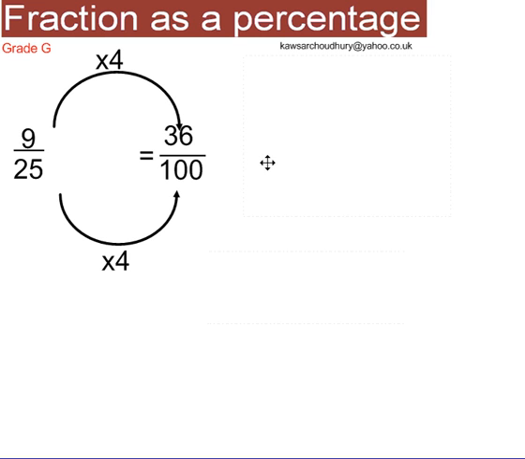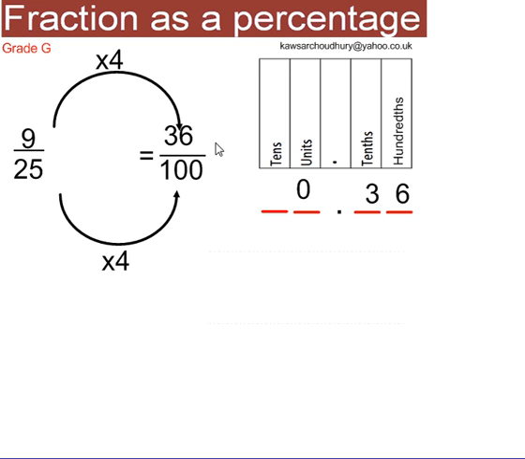So now we have 36 divided by 100. So how do you do 36 divided by 100? Well, 36 over 100 is 0.36. How do you do that? Well, 36 looks like this. And if we're dividing by 100, it's going to move 2 places to the right. So 1, 2. 36 divided by 100 is 0.36.